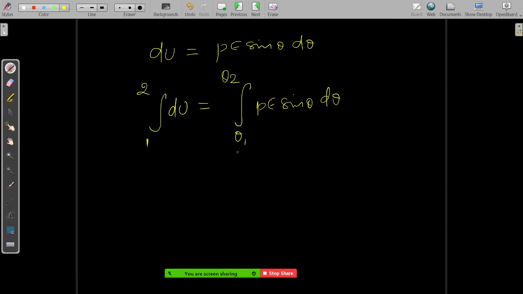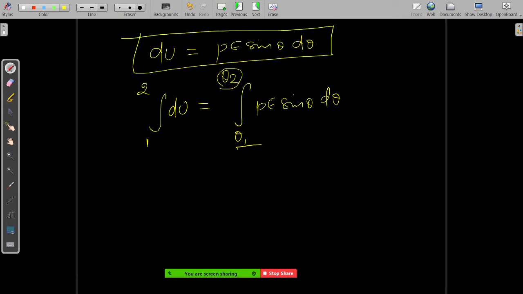So if initially the angle was theta 1 and the final configuration gets to angle theta 2, what is the change in the potential energy you will get by this? Understood? So what you have to remember is this one. Otherwise, what you can do is you can just take any one angle, and in that case you have to remember.